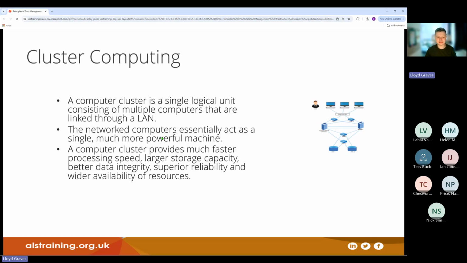So the networked computers essentially act as a single, much more powerful machine, and they provide faster processing speeds, larger storage capacity, better data integrity, superior reliability, and wider availability of resources. So we're not comparing two completely different ideas here. Cluster computing is a type of distributed computing system. On a typical distributed computer system, which, like I keep on saying, pretty much every organization is using.